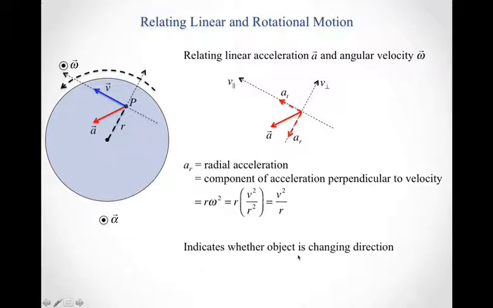It's indicating whether or not your object is changing direction because it points towards the center of the circle that your object is spinning along. I have two components, so if I want to know the magnitude of the linear acceleration, that's simply the tangential component squared plus the radial component squared. Take the square root of that. And then again, if I want to know the direction of the acceleration relative to the direction of the velocity, then again I can solve for this angle phi by taking the inverse tangent, and I just want to put the tangential component on bottom, the radial component on top.